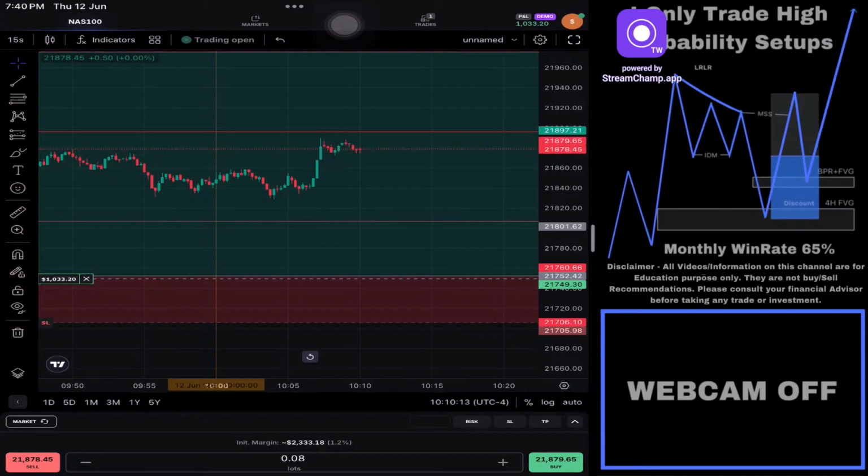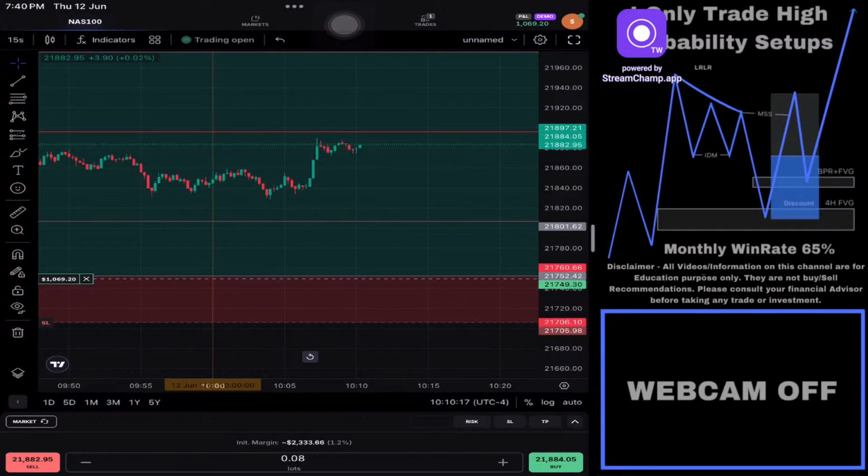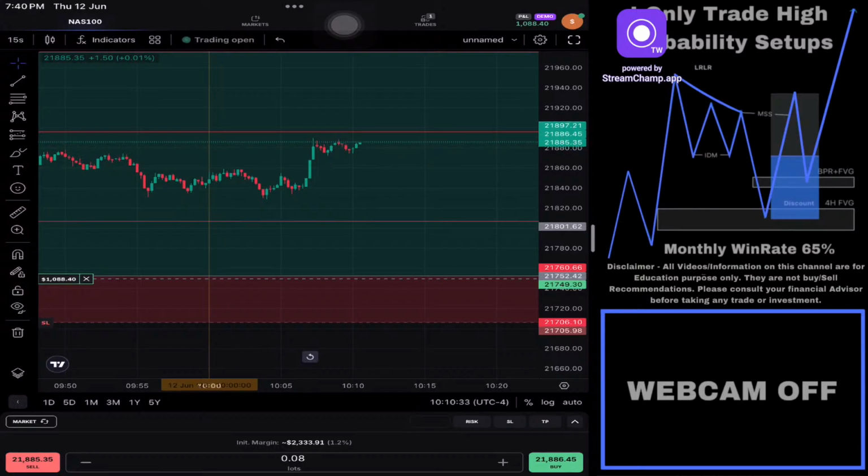So on the 50-minute time frame, you can clearly see that there's liquidity on both sides and the market can go either way. This is the high. If the market takes out this high and then shows a displacement to the downside, we'll look for a sell setup, but if the market takes out this low first, we'll look for buy side trades.